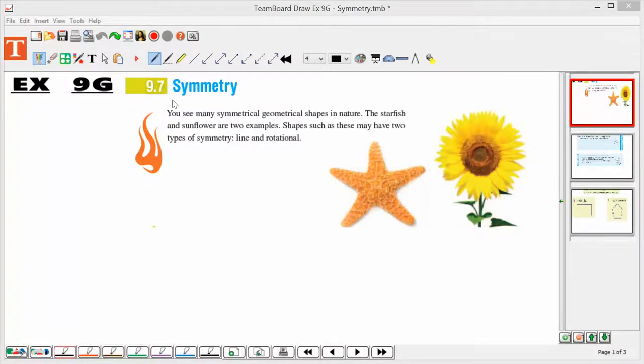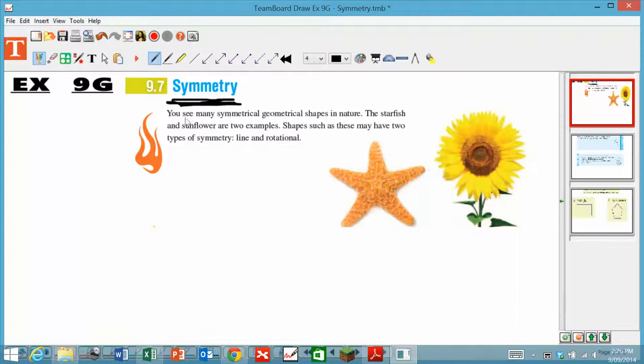Exercise 9G, here we are looking at symmetry. Okay, symmetry. Being symmetrical. You see it in many geometrical shapes in nature. As you can see here, a starfish and a sunflower are two examples, and there'd be hundreds, thousands, millions of examples in everyday life that you see in nature.